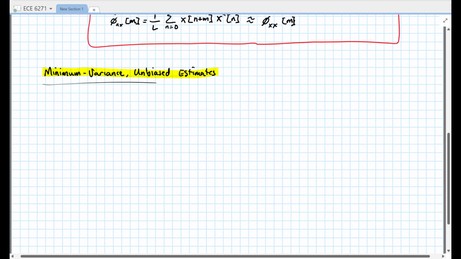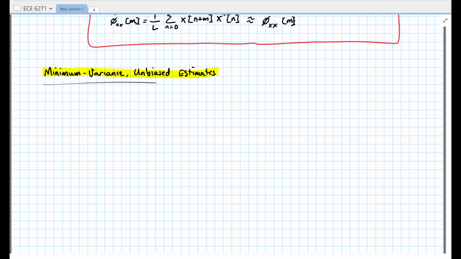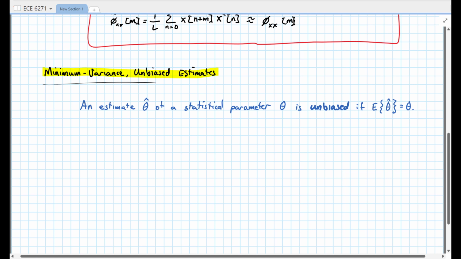So what does it mean to be minimum variance unbiased? We have to unpack that, and we'll do each one individually. To start with, an estimate of a quantity, of a statistical parameter, is unbiased if the expectation of the estimate is equal to the true value of the parameter. Like this. This says that while our estimate may have errors in it, we know that on average our estimate is going to be the true value. Or in other words, the expected value of this estimate is going to be the true value.